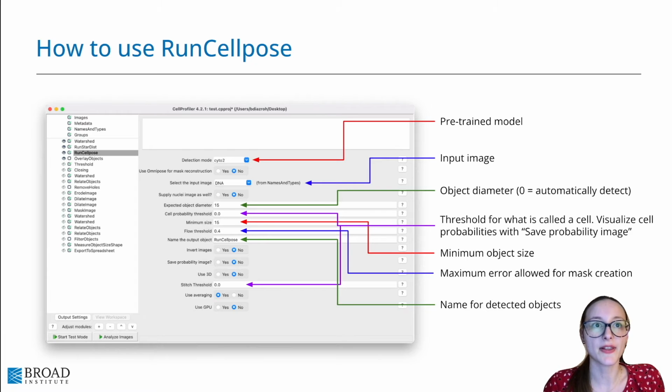And then a couple of other options down here are whether or not you have a 3D image, whether or not you want to use averaging of several models together, and whether you want to use the GPU. The GPU will really dramatically improve speed, and we would highly recommend that if you have access to a GPU, you use it and configure it to be used by CellProfiler. And with that, I'll turn it over to Barbara to talk about RunStardist and take us through a couple of vignettes.